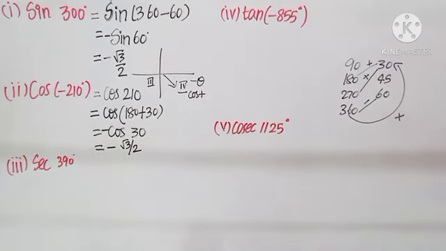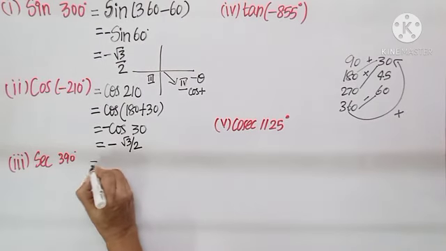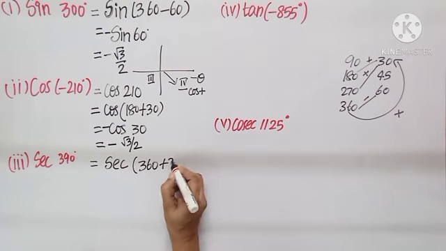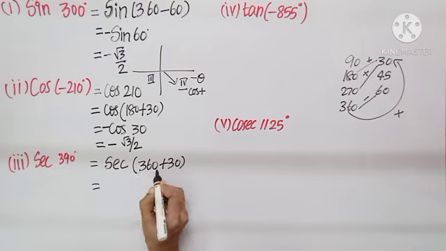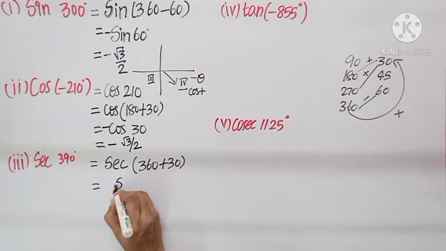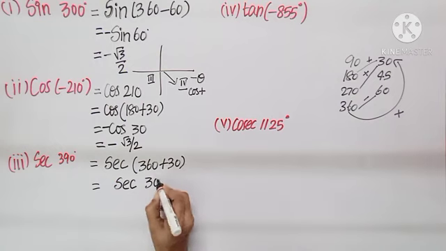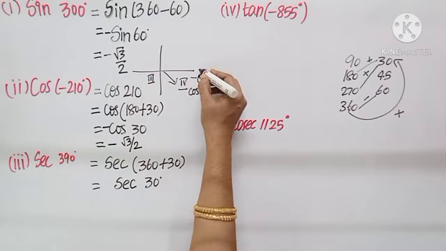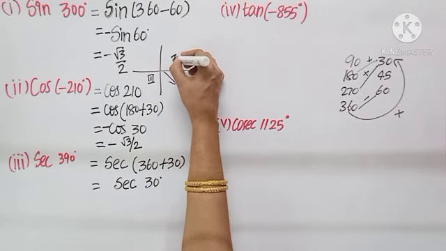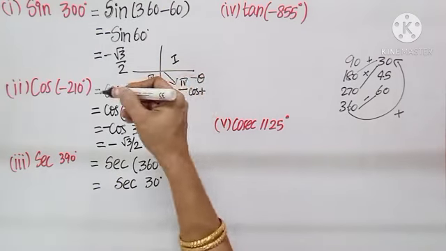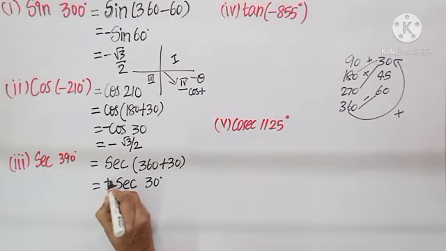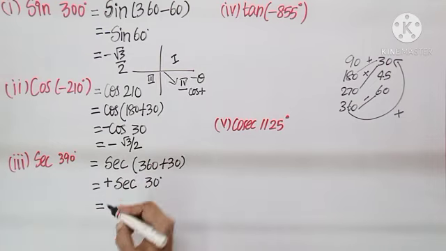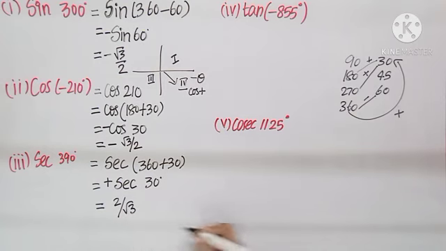The next one, secant 390. Secant as it is, 390 can be written as 360 plus 30. 360 comes, no change. Secant will be written secant only 30. What symbol should I put? 0, 90, 180, 270, 360 plus theta. I am in first quadrant. First quadrant, all the ratios are positive. So my answer is plus. Cos 30 is root 3 by 2. Secant 30 is the reciprocal. My answer is 2 by root 3.